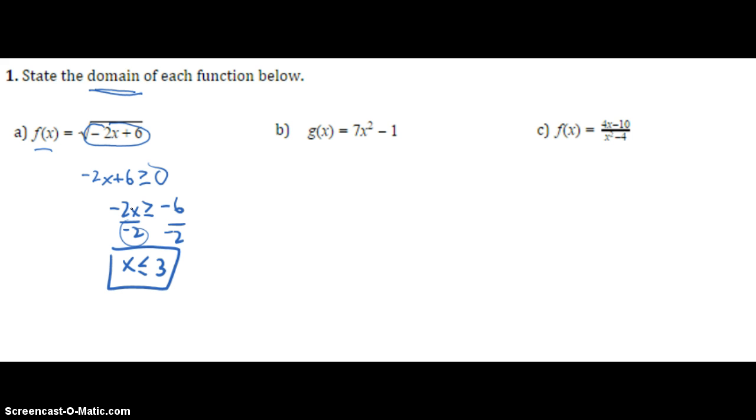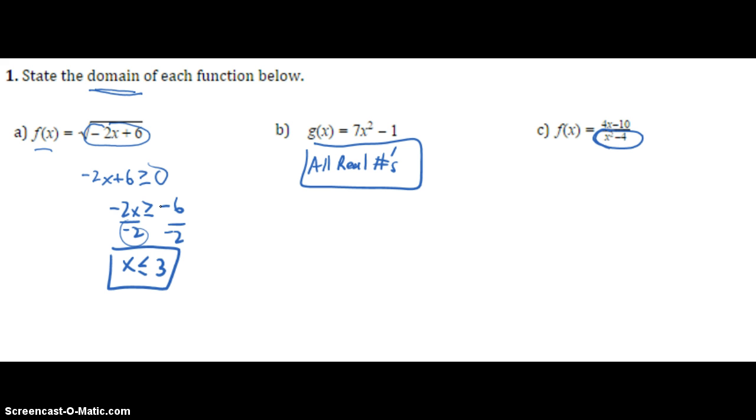As far as this function goes, I'm not dividing by anything. I'm not square rooting anything. So this is just going to be all real numbers for my domain because it's not going to violate any math rules. And then for this guy, no dividing by 0.